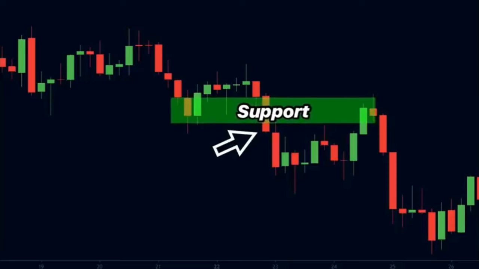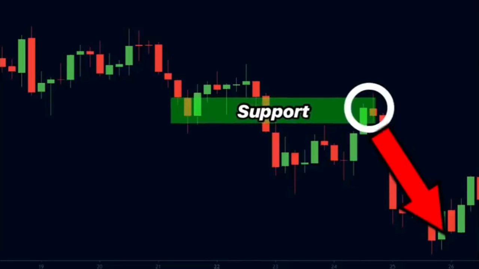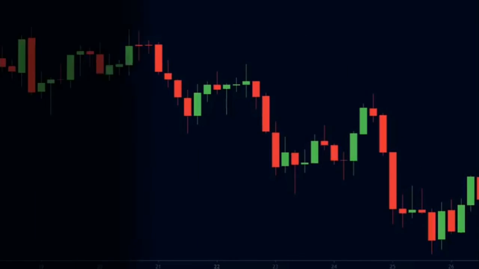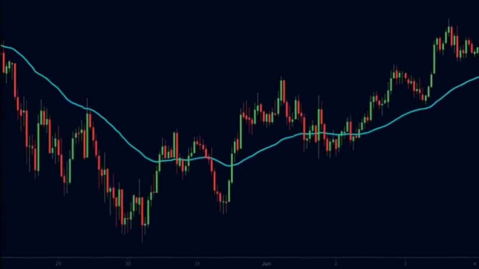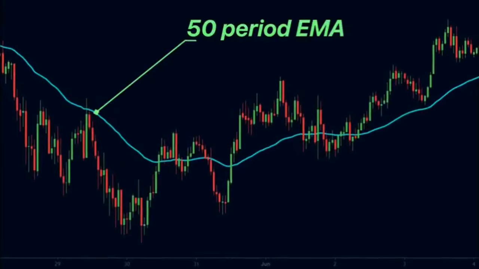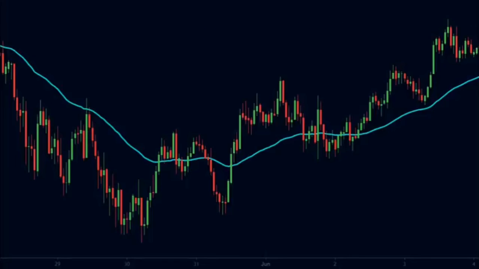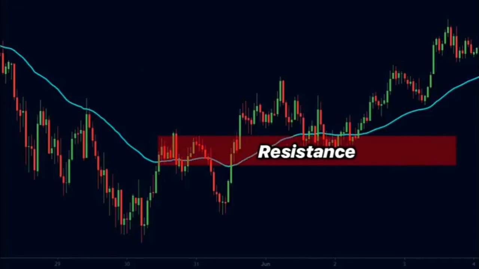Inversely, when the price breaks a support level, it turns into a resistance level. We can combine this characteristic with a moving average to find the best trading opportunities. For instance, here we have a 50-period EMA represented by this blue line. We marked a resistance level here, and the price broke above it. Hence, we now expect the price to find support at this price and make a higher move.